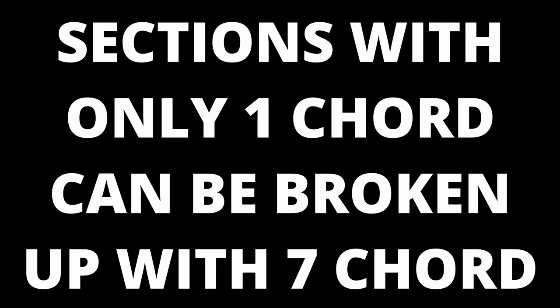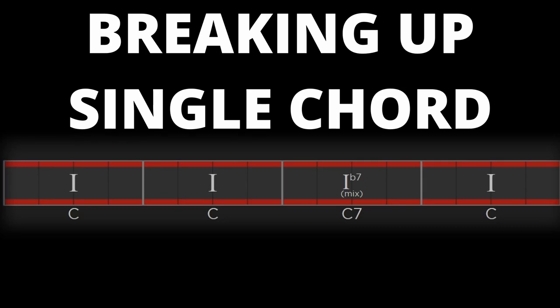If you have a chord progression that stays on 1, 4, or 5 for some time, you can go to a dominant 7 to make it feel less settled and add interest. For example, using the 1 dominant 7.